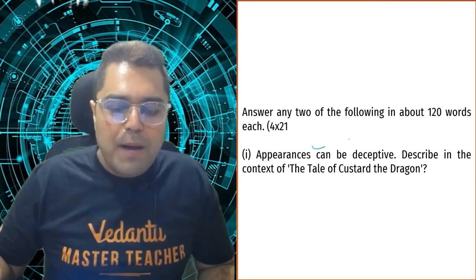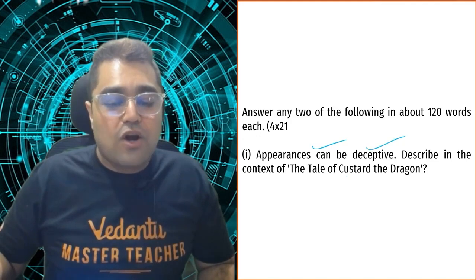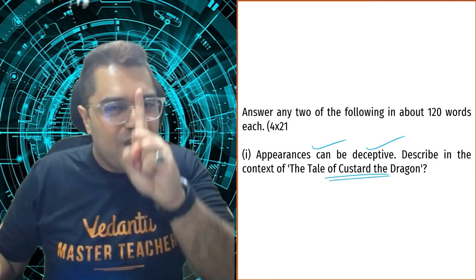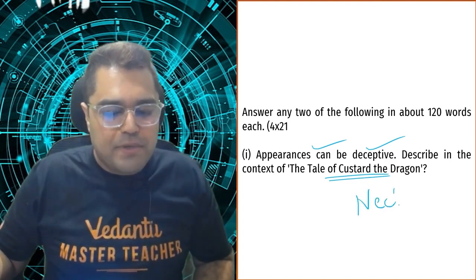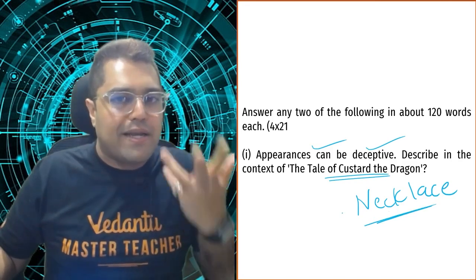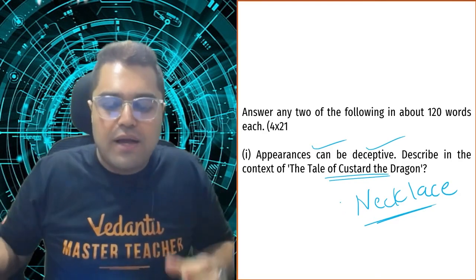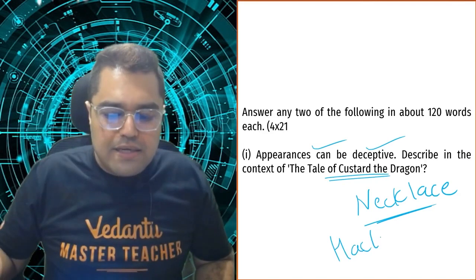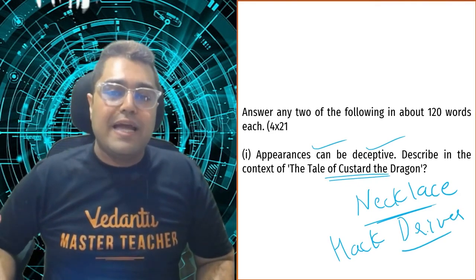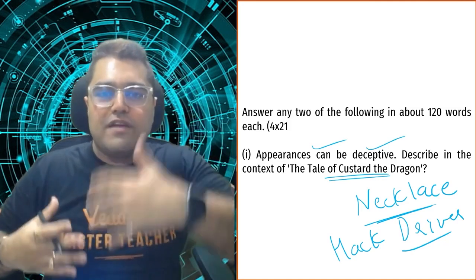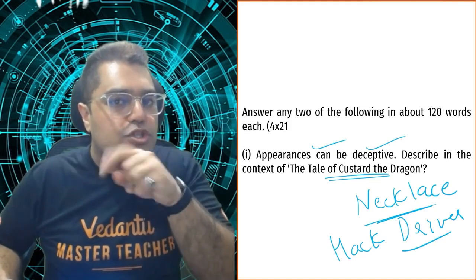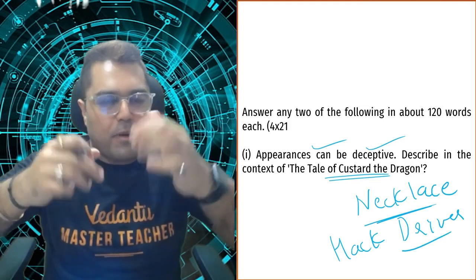Okay? Appearances can be deceptive. Describe in the context of Tale of Custard the Dragon. The same question I can ask you for the chapter Necklace. In that case, you will have to describe Matilda's greed. I can ask you the same thing in the case of Hack Driver. In that case, you will have to describe the fact that Oliver Lutkins had two faces. From outside, he was very helpful. From inside, he was a cheat and a fraud. Same thing, people, remember. Beautiful answer.